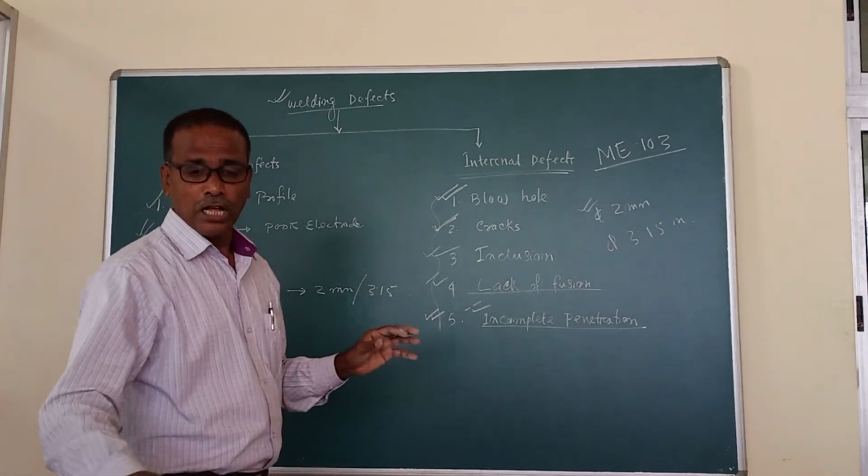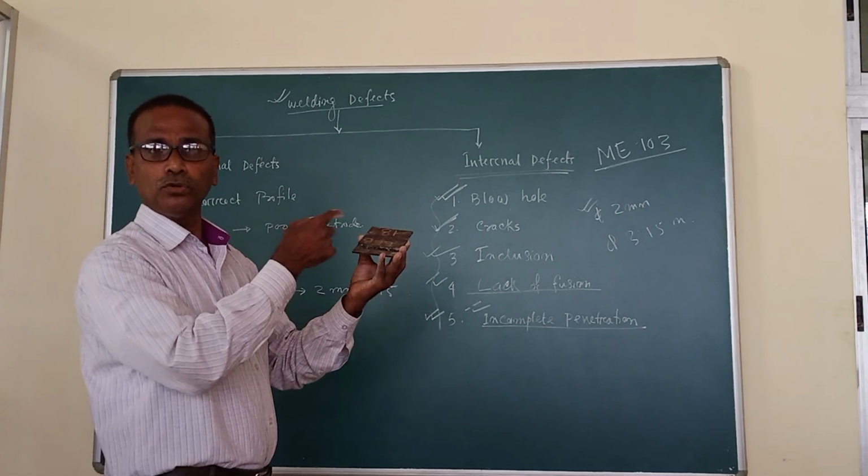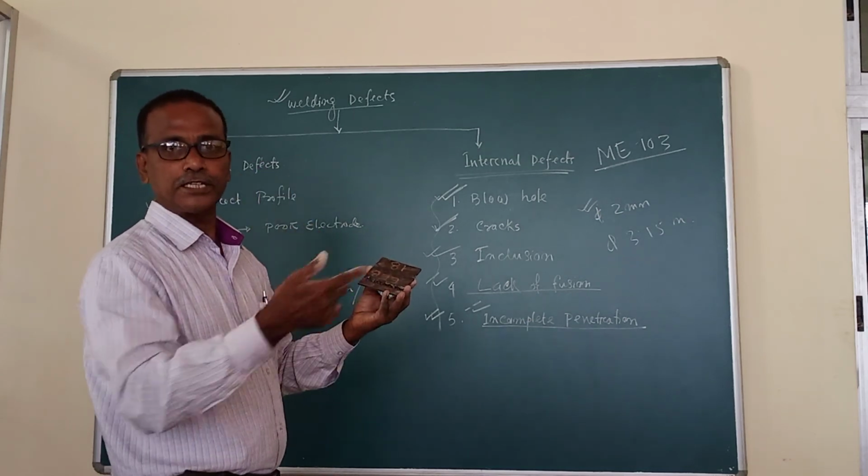And next, you see these two jobs: one is a butt joint and another is a lap joint. We are going to complete them in our floor shops. Let us go to the floor shops.